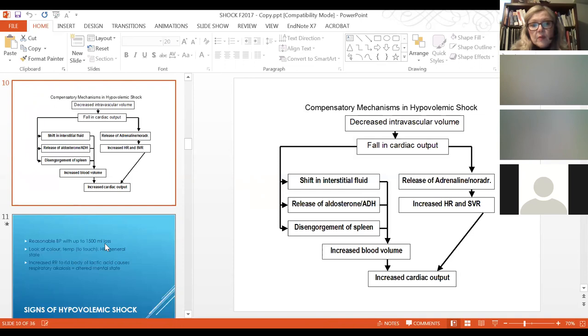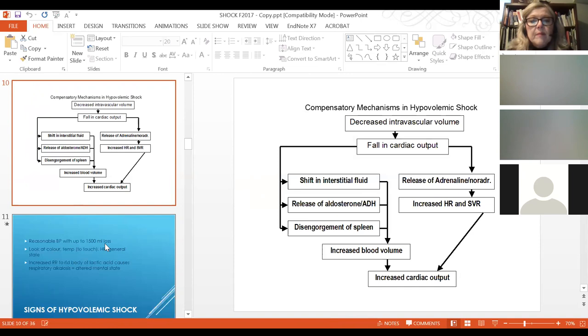You may also note this as peripheral vascular resistance. I'm not sure how they teach it in patho. Whatever the term is, the systemic vascular resistance means that the periphery is clamped down. The alpha receptors are stimulated in the periphery as part of the sympathetic response, clamps down, shunts blood. I don't need blood in my baby toe, but I need it in my heart, my brain, and my lungs. So it's going to increase the heart rate, increase the SVR, and that will result in increased cardiac output.